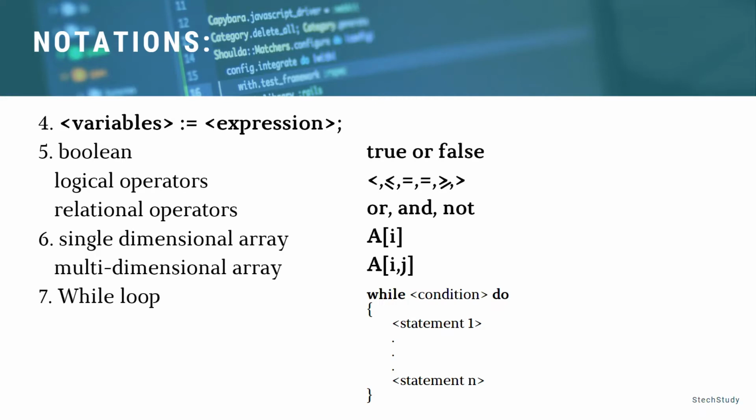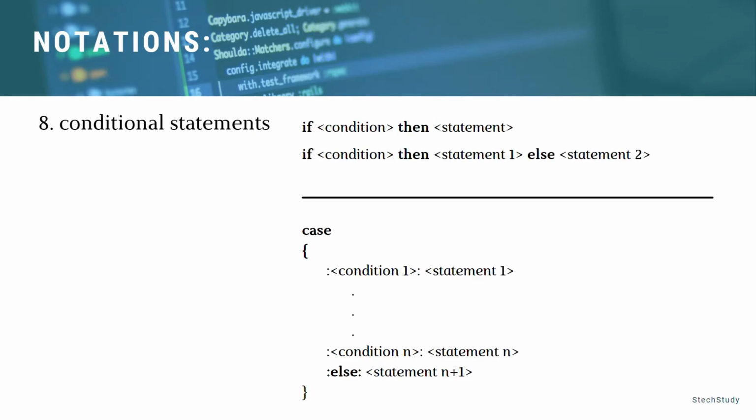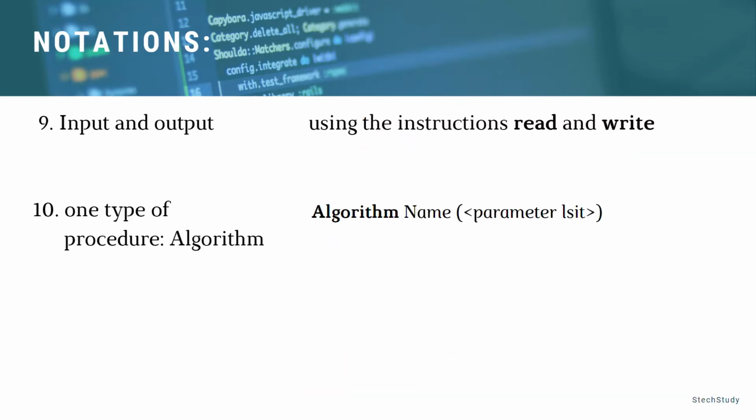The while loop and for loop take the following form. Repeat until is equivalent to the do while loop in C programming. A conditional statement if else takes the following forms. Input and output are done using the instructions read and write. And finally, there is only one type of procedure, algorithm.